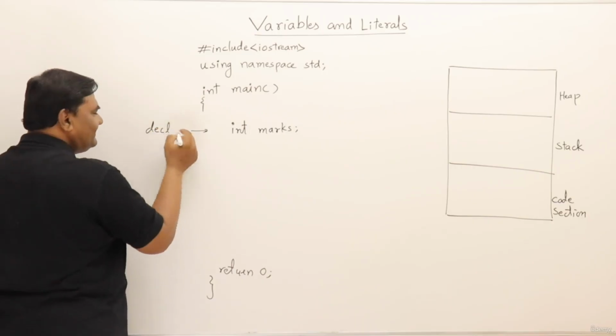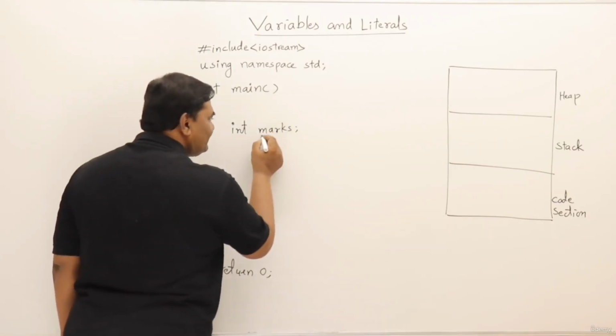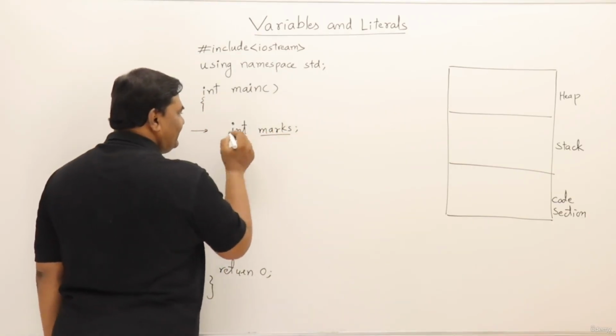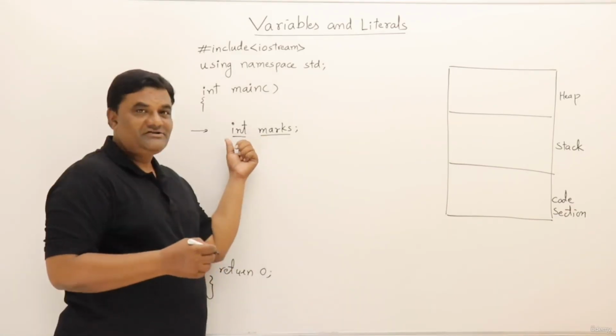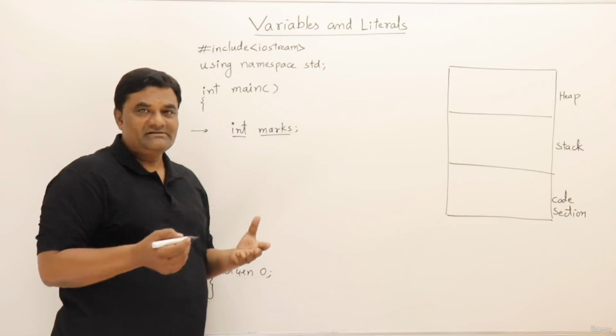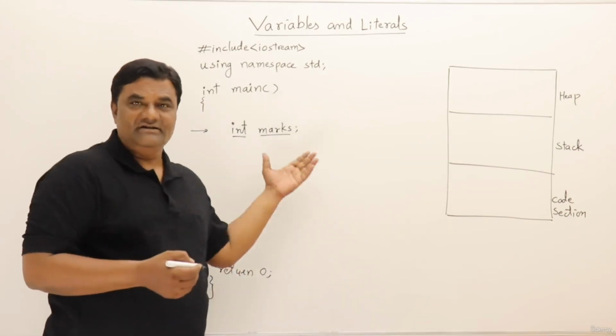So if you write like this, then this is the declaration of a variable. This is the variable name and this is the data type. What type of data you are going to store, based on that you can mention a data type here. Suppose marks are in integer form only, so I have declared int.